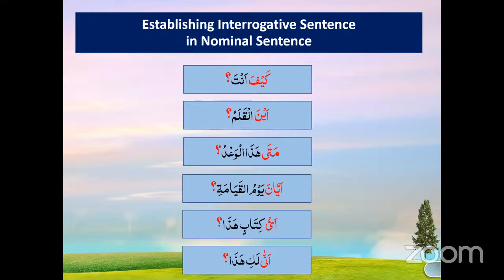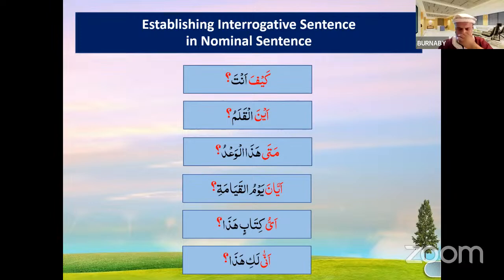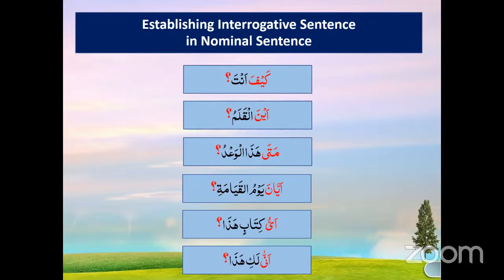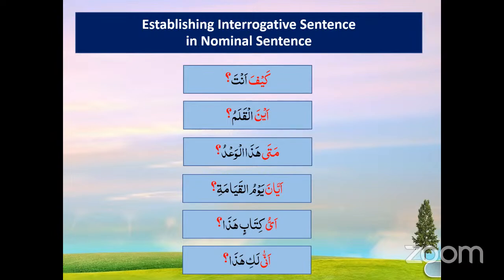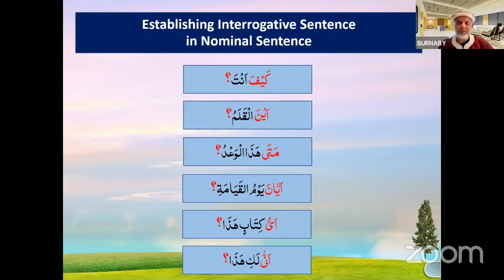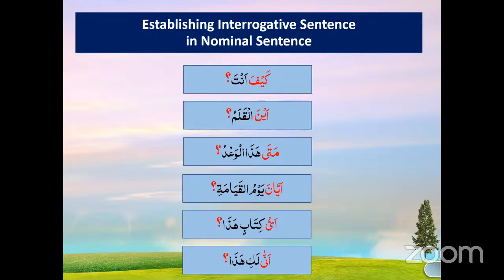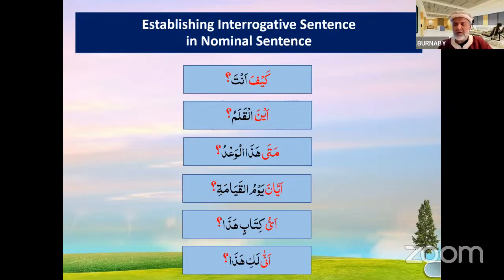In this Ayyu Kitabin Haza and Anna Laki Haza, in these two sentences, the Haza is not an ism, right? No, Haza is ism. Haza is Isme Ishara. Ism, we know that it's ism. But when we said Yawmul Qiyamah, think about Yawmul Qiyamah. Is Yawm an ism? Yeah. Al-Qiyamah is an ism? Yeah. When they combine, they made a murakkab, they made a compound.